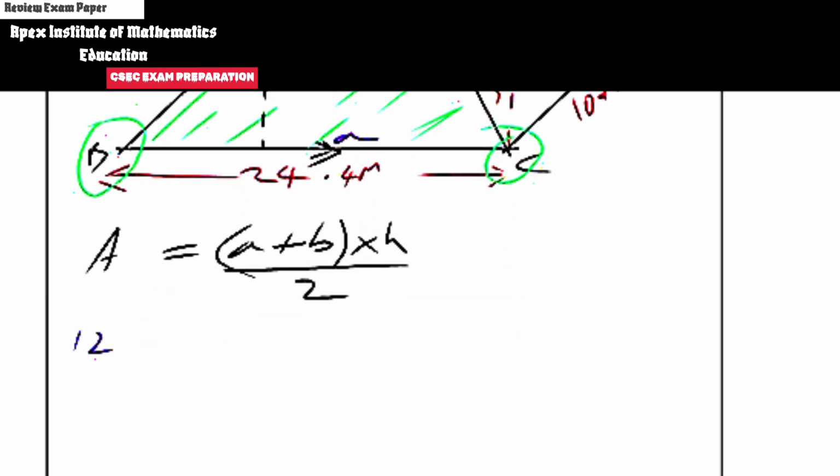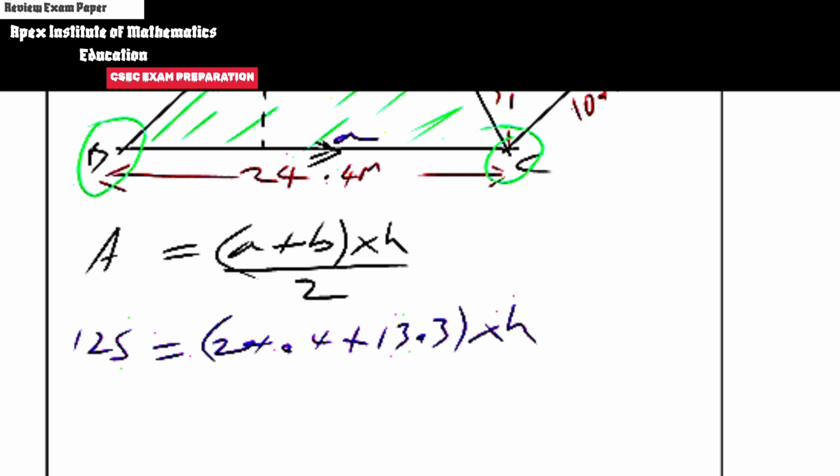So we can put 125 here because that is the area. A is 24.4. B is 13.3. We're going to times it by H and divide it by 2. All right, and this is something that we've been through in the class where we learn how to reverse the formula. So 125 is equal to 24.4 plus 13.3. Well, 24 plus 13, that's going to give us 37, and 0.4 and 0.3 is 0.7, so that's 37.7.